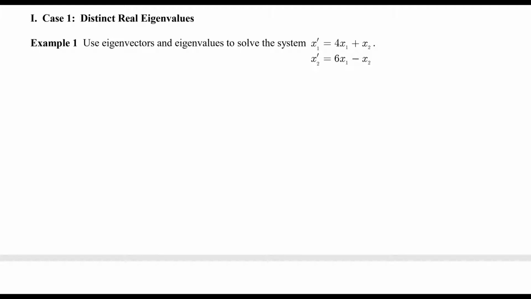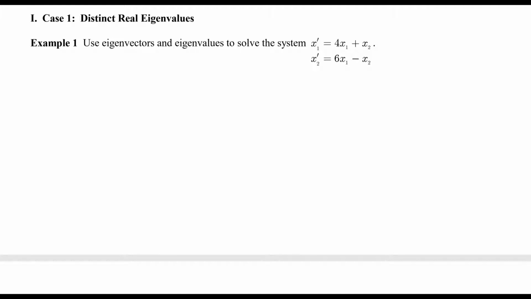Example 1, use eigenvectors and eigenvalues to solve the given system. Now, take a look at this system. It is linear first order. Our independent variable here we'll assume is t. We have two dependent variables, x sub 1 and x sub 2. Basically, the solution to this system is two functions, x sub 1 of t and x sub 2 of t, that balance both of those equations simultaneously. You could probably sit down and solve this by substitution or elimination or using linear differential operators.